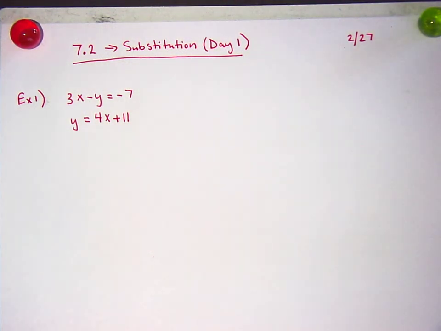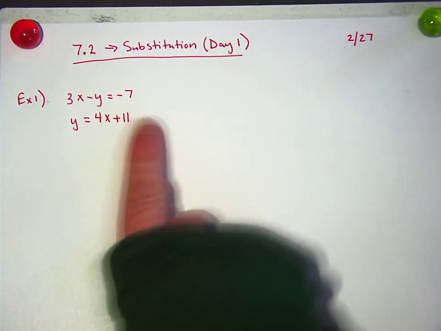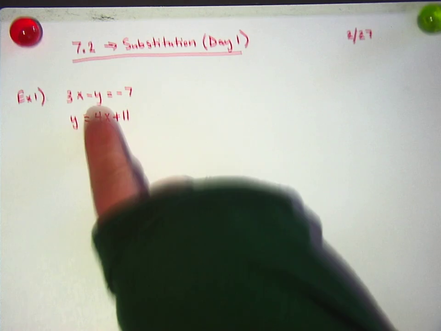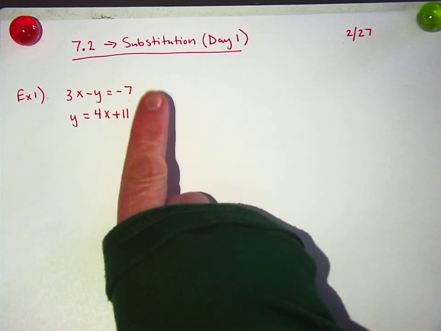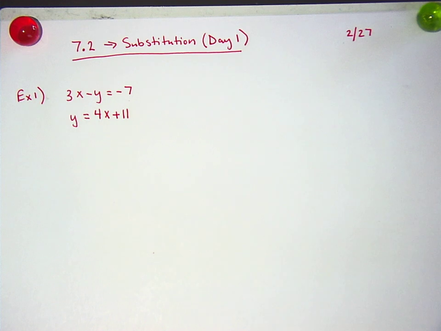Now what we've been doing so far is graphing lines, right, and seeing where they cross. And we could do that with this too. This one has a y-intercept of 11, goes up 4/1. This one you'd have to move some stuff over first, but then you could graph it and see where they cross, right? Does anybody see a problem with that technique?